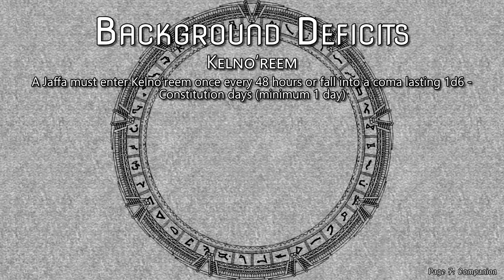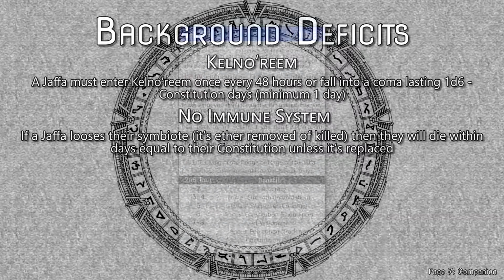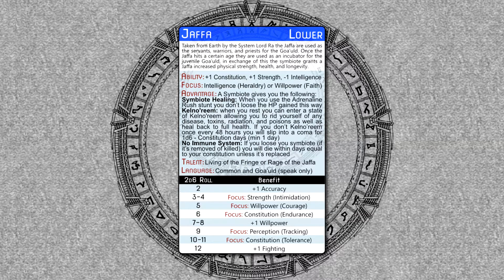And the other deficit we are going to add is no immune system. So if a Jaffa loses their symbiont, it's either removed or killed, then they will actually die within days equal to their constitution unless it is replaced. This just shows the stronger the Jaffa's constitution, the longer they can survive without their symbiote, but in the end, as they have no immune system, they will die very quickly, unless they can actually get another symbiote implanted into them. And this is the Jaffa background.